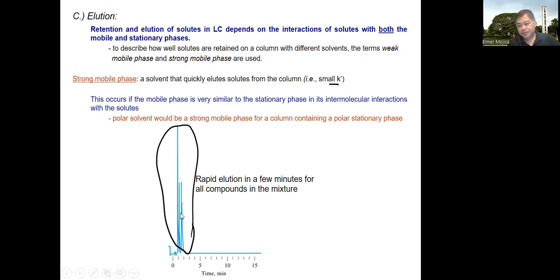So what do we do? If we want the separation to be better, what will we do? There's only one thing to do here. What do we adjust? It's too fast, the peaks are too close together. What will I adjust? We're going to adjust the flow rate. What will we do with the flow rate? Make it higher or make it lower? If we make it faster, the elution gets even faster.